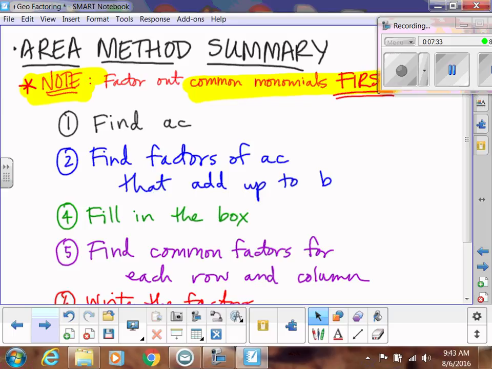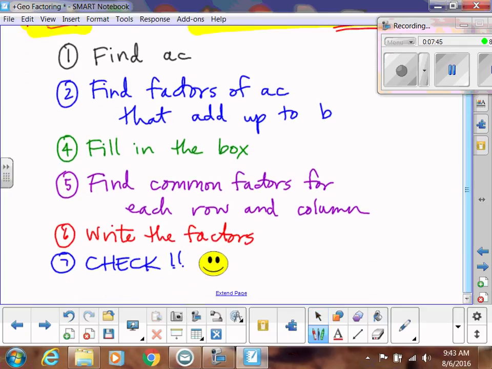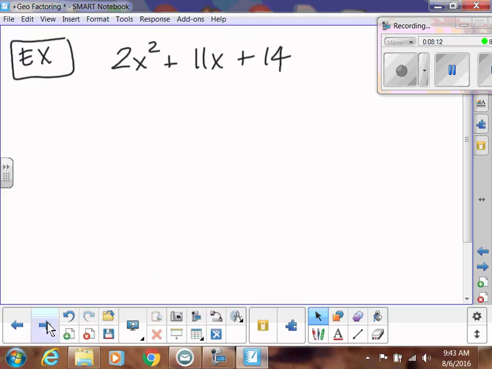Okay, so remember we said we find A times C, and then we find all of the factors of AC that add up to be that B term. We fill in the box. Remember that we have opposite corners, right? So this would be your Ax squared, this would be your C, and then these would be your M and your N. Okay, so make sure you're filling in the box appropriately too. And then find your common factors in each row and column. So that's your GCF, and then write the factors, and you can check if you want to. So if you need more time to write that down, pause the video. I'm moving on. We're going to do another one using the box method.